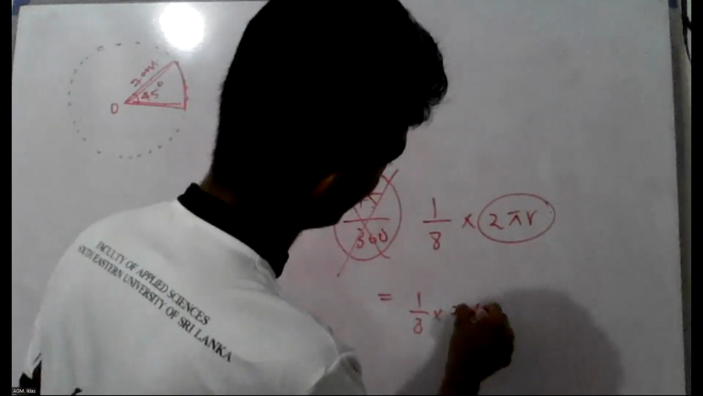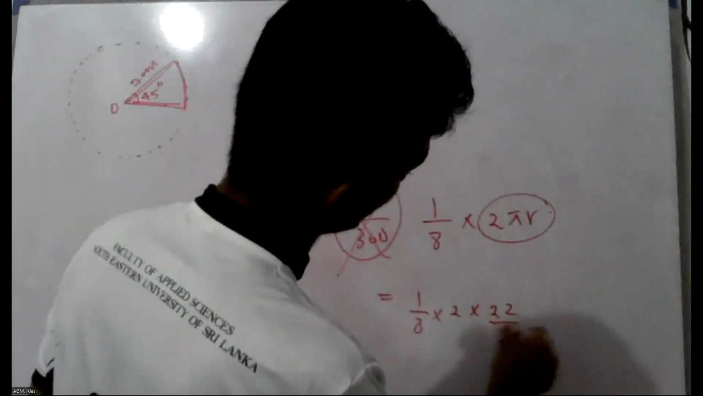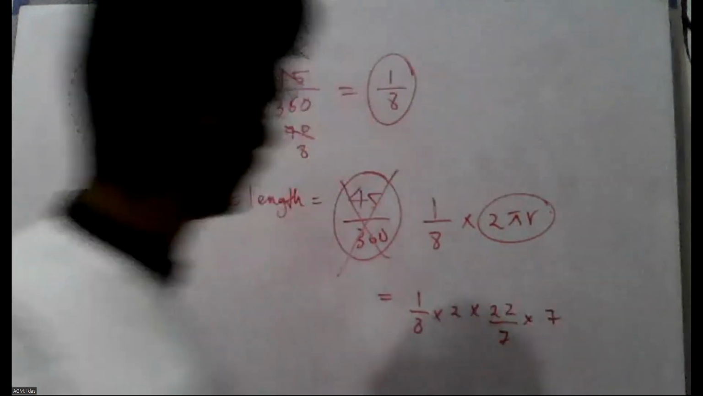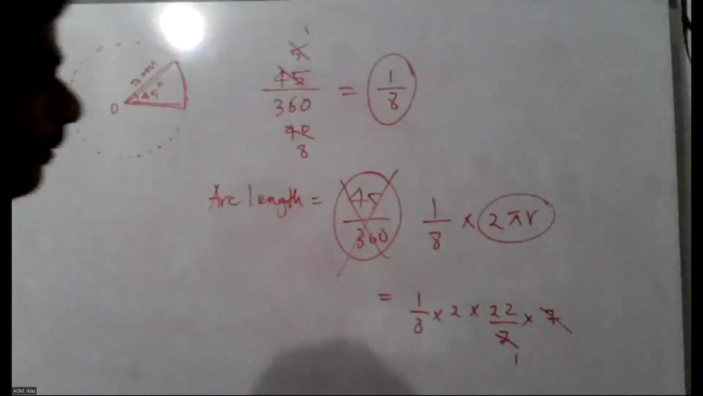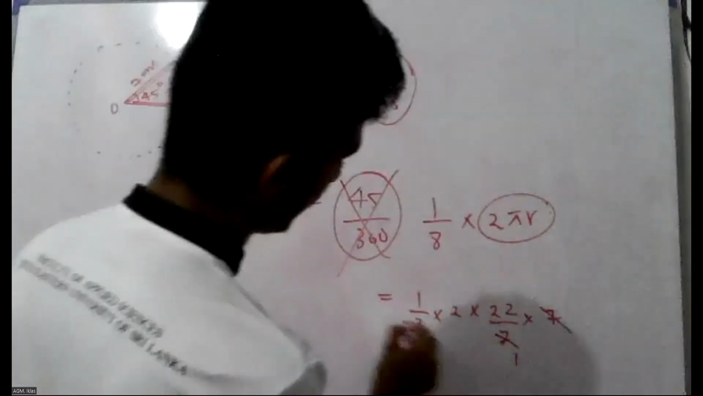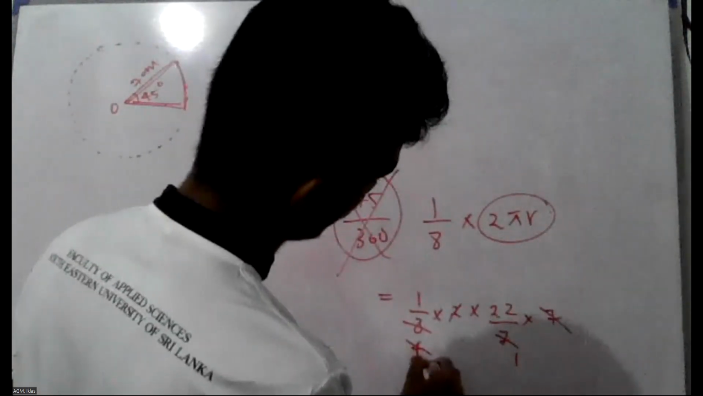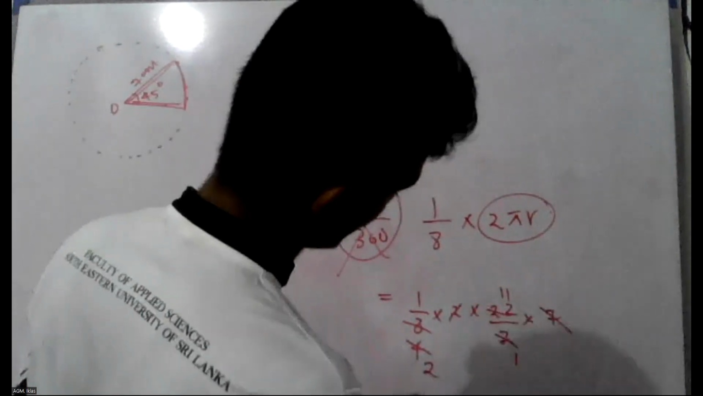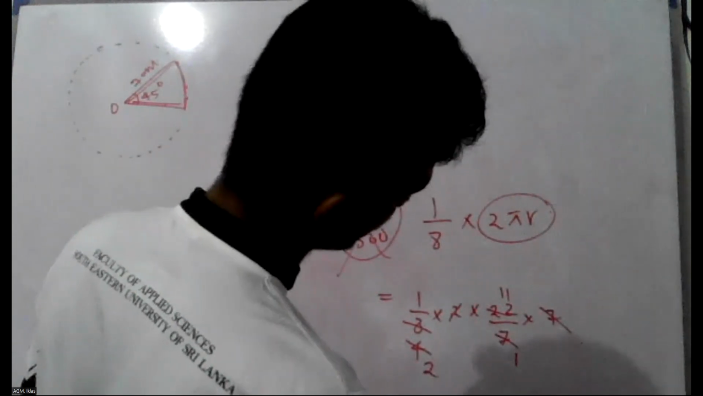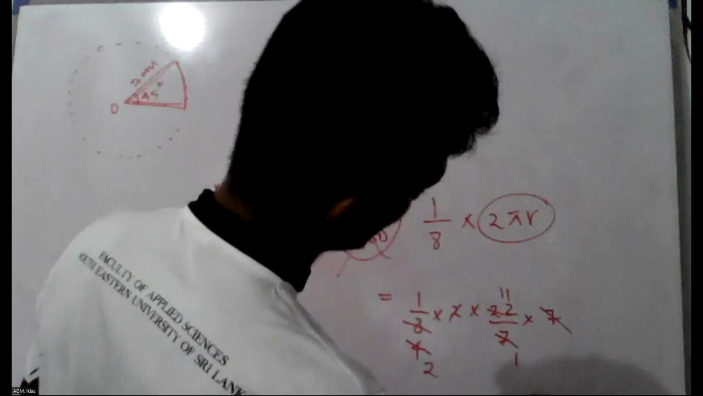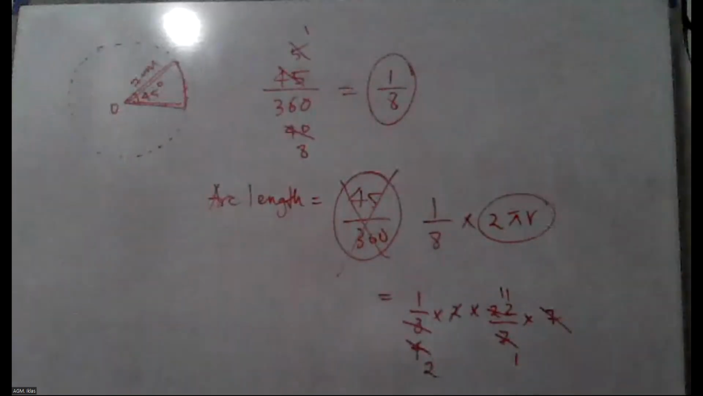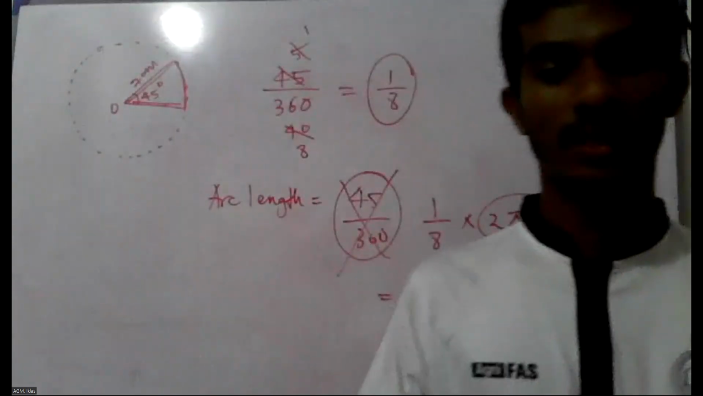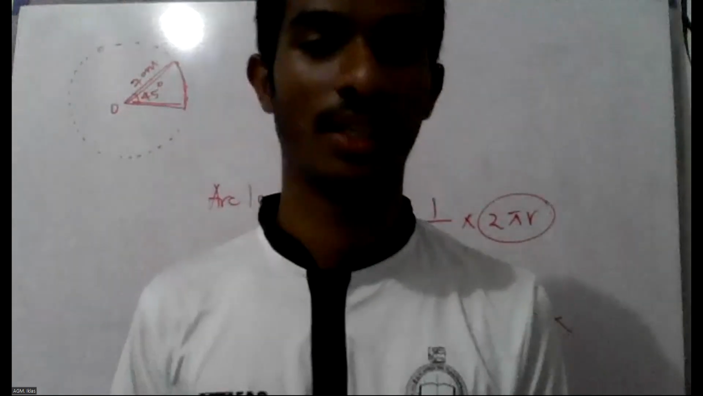So 1 by 8 into 2 into 22 by 7 into the radius, which is also 7. So this will be eliminated. And here 1, 4, 2, 11. So 11 by 2, which is equal to 5.5 centimeter. You need to be very careful. You should mention the unit in the final answer. So the arc length is 5.5 centimeter.